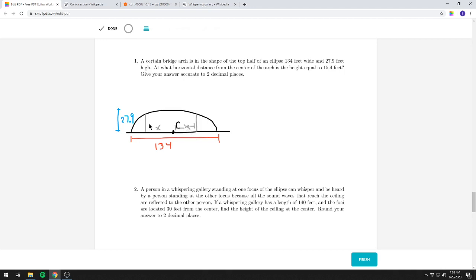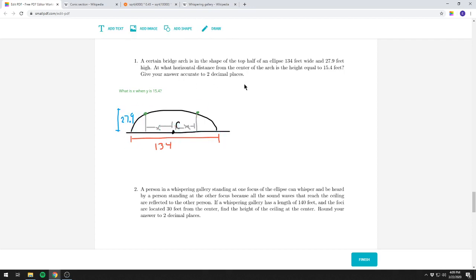See if I can make them look a little more like an x. And it's asking, what is x when y is 15.4? That's the question here. So we've got, we know it's the top half of an ellipse. We have that it's 134 feet wide and 27.9 feet tall.